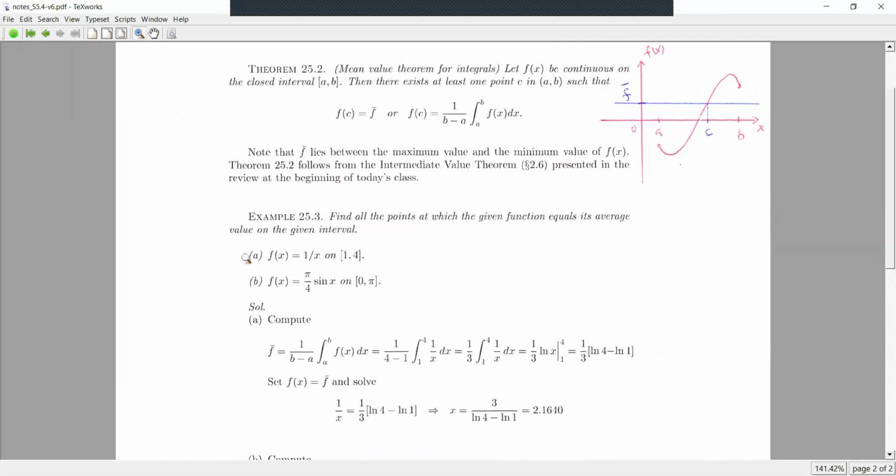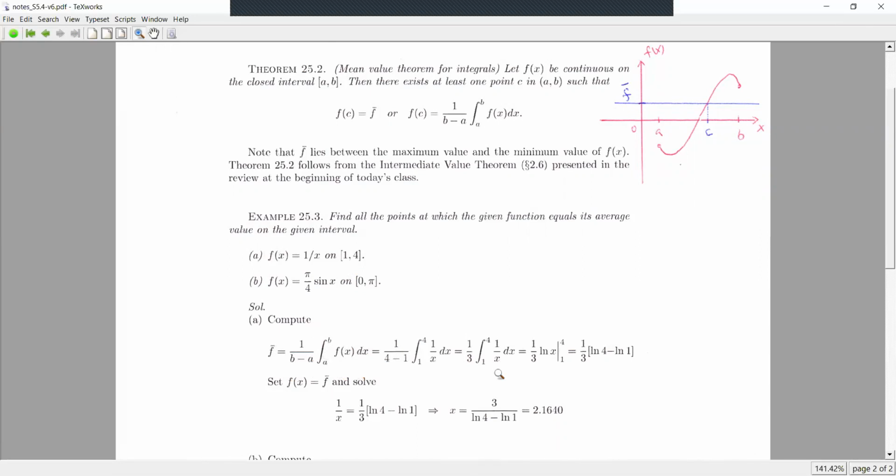Now, question A. We need to determine a point C between 1 and 4, where this function value is equal to the average function value. Let me compute the average function value of this function over this interval first. By formula, the average function value is this integral, where A and B are 1 and 4, respectively. This integral is equal to this integral.